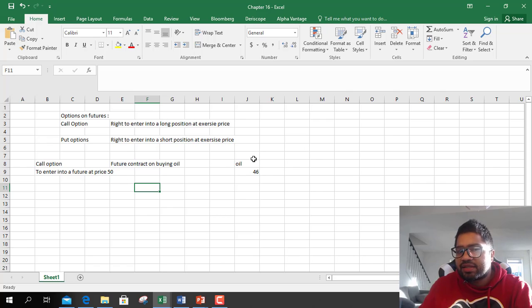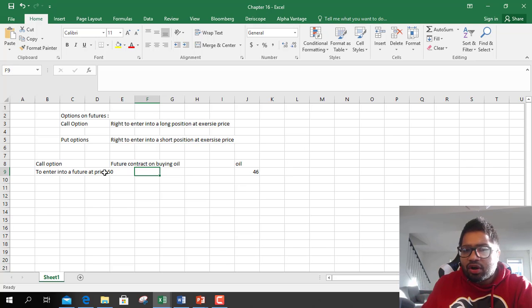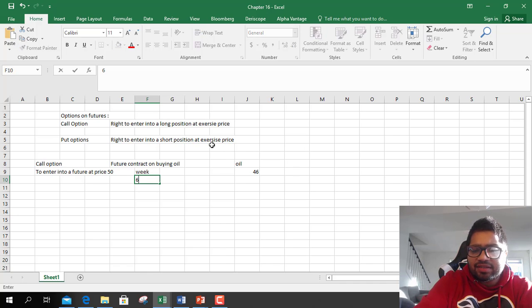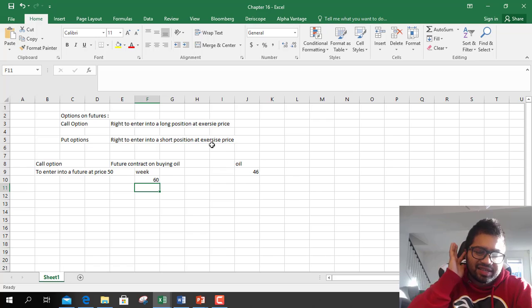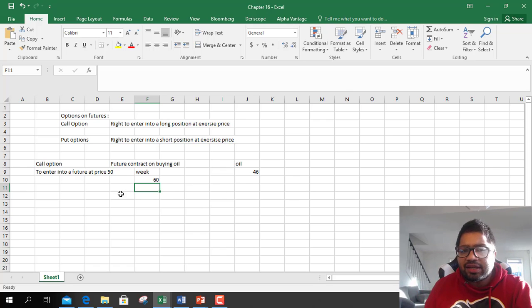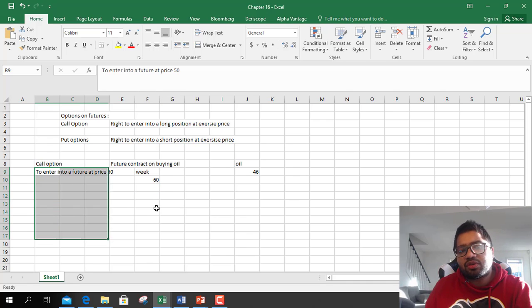Now, if this future contract is more than 50 bucks, so let's say the oil price goes up and the future price goes up, and the expiry is very near, one week from expiry, and this future contract price is, let's say, 60 bucks right now. Oil is trading at 60, so the future price is 60. So you will exercise your call option, meaning you get the right to enter into the future contract at 50 instead of 60. So you make some money. That is why it is called a double order derivative. You have a call option on a future contract, which itself is a derivative of oil prices.